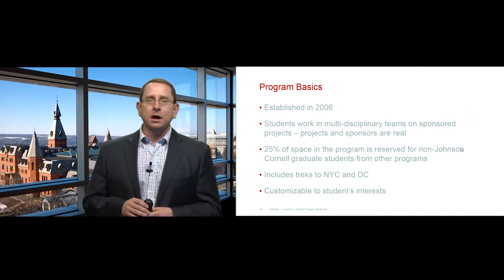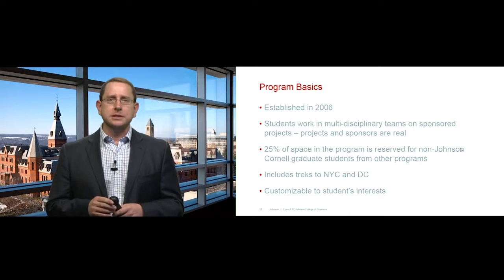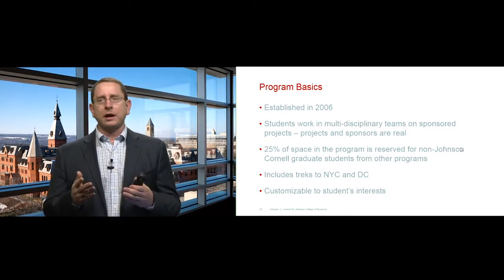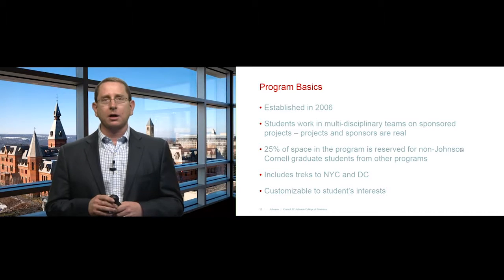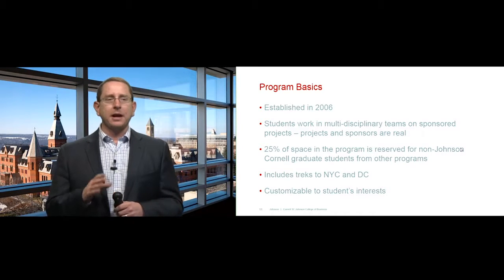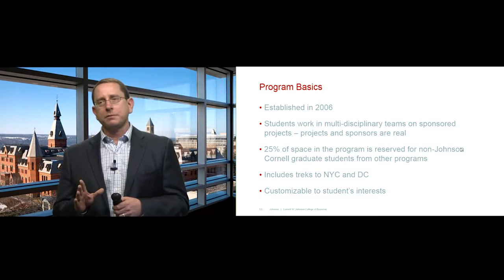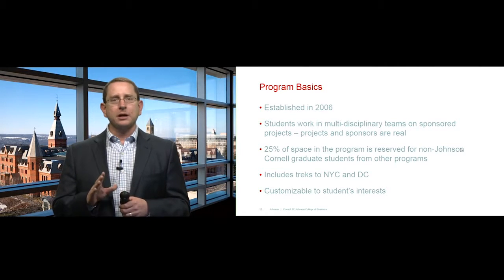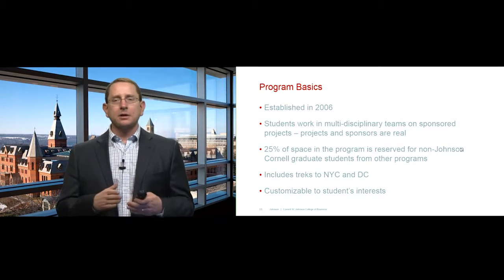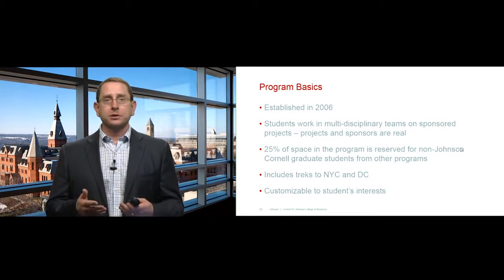Some of the basics about the immersion: we were established in 2006. So right now we have our 13th cohort going through the program. Students work in multidisciplinary teams, and by that I mean 75% of the class is MBAs. The other 25% of the class are made up of non-Johnson Cornell graduate students from other programs around campus. And this allows you to work with people with different disciplinary backgrounds, different perspectives.